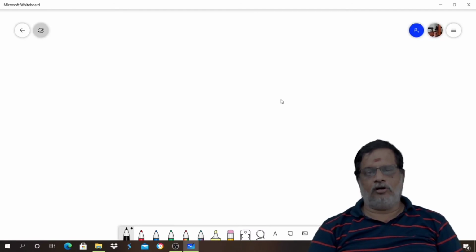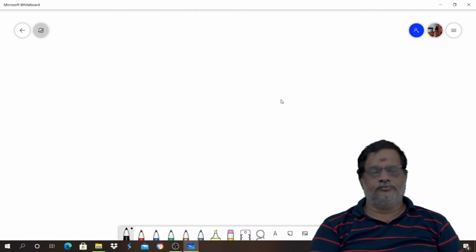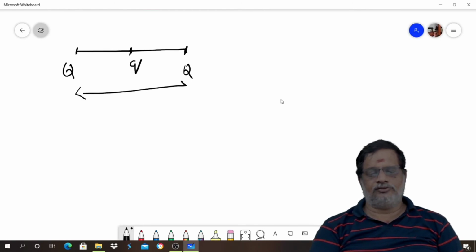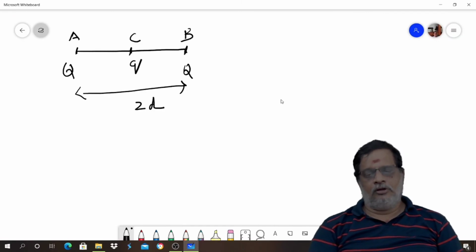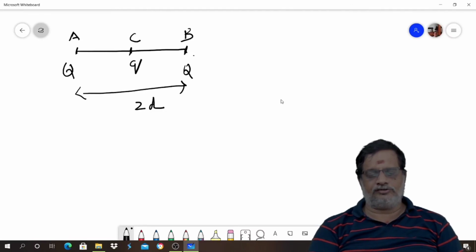Now let us look at the equilibrium of the system. Equilibrium of the system means all the three charges should be in equilibrium. So far we have discussed the equilibrium of the middle charge only. Now let us see how the end charges can be brought into a state of equilibrium. See this. If we have three charges, this is q, and this is q. Now let us assume that the original separation between these two charges is 2d. This is A, B and C. We have already discussed the equilibrium of the charge small q at C. Now let us get hold of this one, this q.